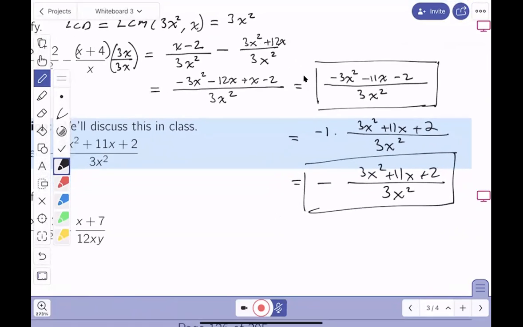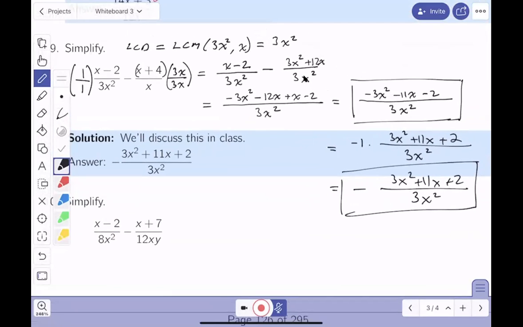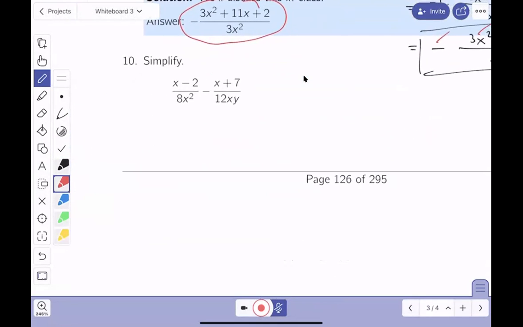But take a look at the key though. What does the key say? Well, the key writes this answer down. All right, so take a look at it. Did I get it right? Got the bottom right, got the minus sign here, 3x squared, 11x plus 2. But I want to point out that answer is also fine. You just may not recognize them as being the same answer. They are the same answer. Let's go to number 10.